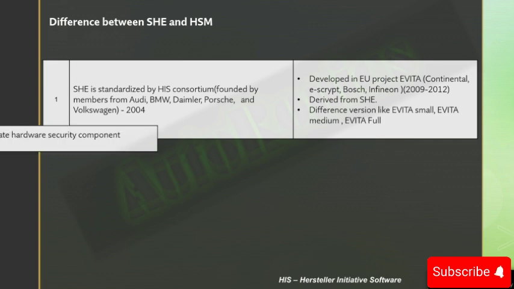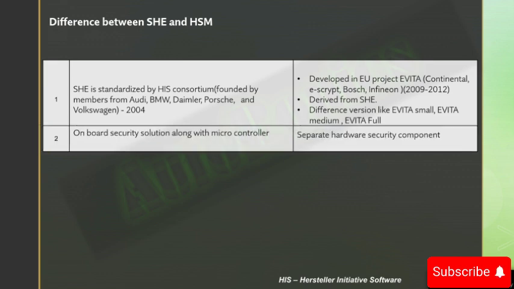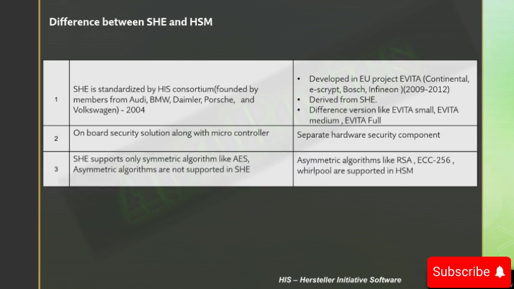Let's see the second difference between them. SHE is placed within any ECU via an on-chip extension within a microcontroller unit, whereas HSM is not an on-chip solution. It is a separate chip which is used along with the microcontroller. The next difference is SHE supports only symmetric algorithms like AES, and it does not support asymmetric algorithms, whereas HSM supports asymmetric algorithms too, like RSA, ECC256, Whirlpool.